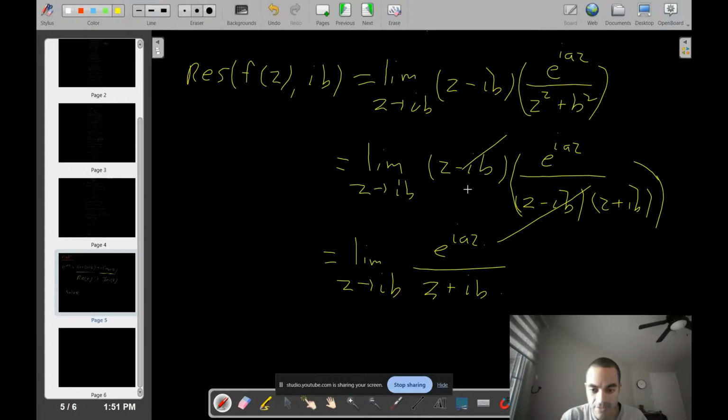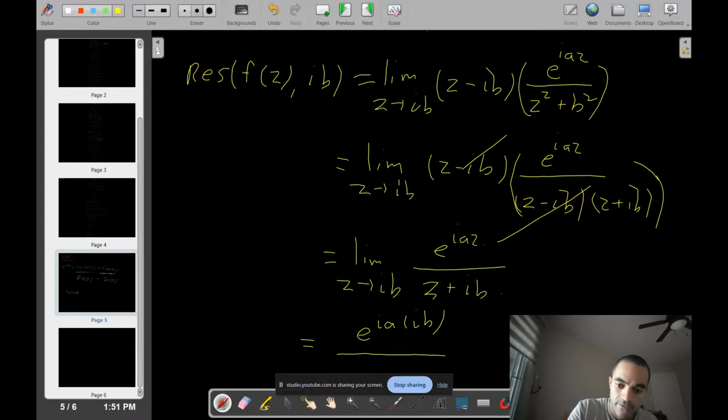All right, so we're going to continue. We have e to the iaz power all over z plus ib. We're evaluating a limit, so input z is ib. So this becomes e to the whole power of i a, don't forget the z in the exponent. z is ib multiplied by ib, all over ib plus ib.